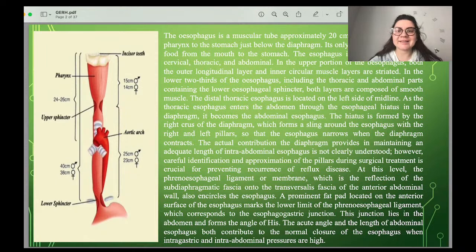The distal thoracic esophagus is located on the left side of the midline. As the thoracic esophagus enters the abdomen through the esophageal hiatus in the diaphragm, it becomes the abdominal esophagus. On the picture in the lower part you see a small narrowing. This narrowing we name the lower esophageal sphincter or lower high pressure zone. It is the place of passing through the diaphragm through the hiatus, and lower there is a small part of the esophagus before it goes to the stomach.